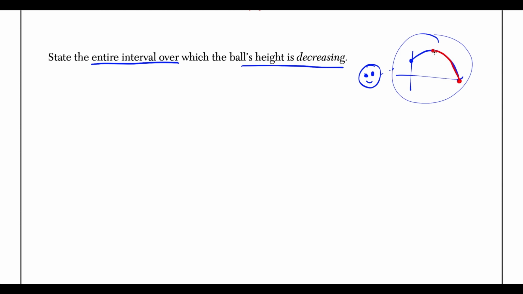So what we're looking for are the two times: one where the ball makes its turning point, and two when the ball hits the ground. If we remember from the graph, it made its turning point at the vertex at t equals 3, and then it hit the ground at t equals 7 because we said before f of 7, according to the table, was equal to 0. So for the entire interval, we could say the ball's height is decreasing from t equals 3 to t equals 7 seconds.